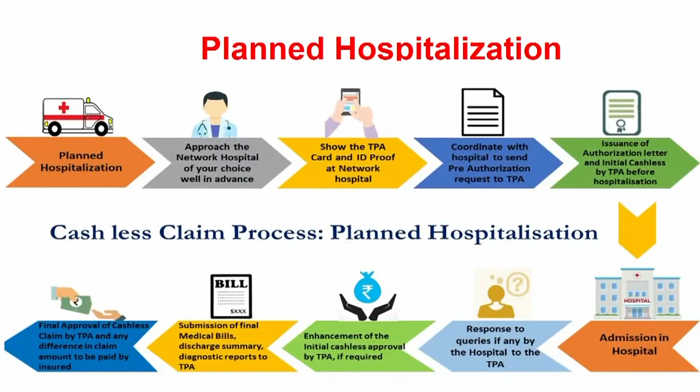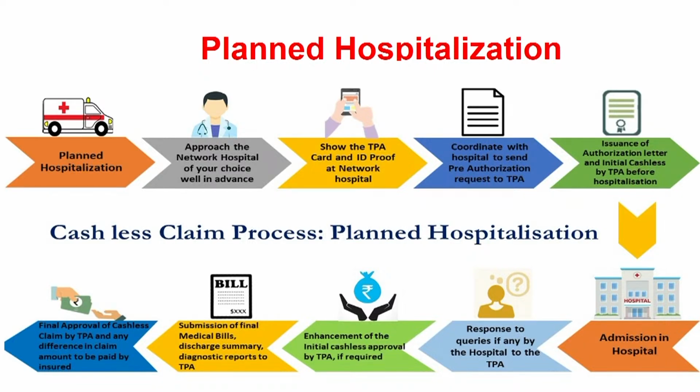So it is very important that you know what exactly it means. Through a flow chart, I have tried to explain what a planned hospitalization is. If planned hospitalization is required, you approach the network hospital of your choice in advance and talk to the doctor. They will write the diagnosis, proposed treatment, surgery, probable expenses, and whether it is daycare or you are required to be hospitalized for the next 2-3 days. All that will be mentioned.